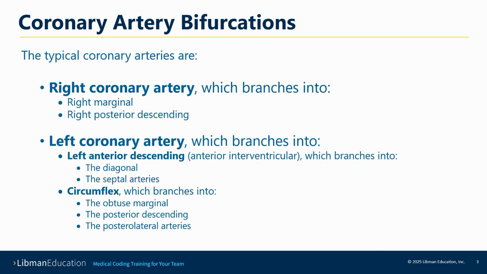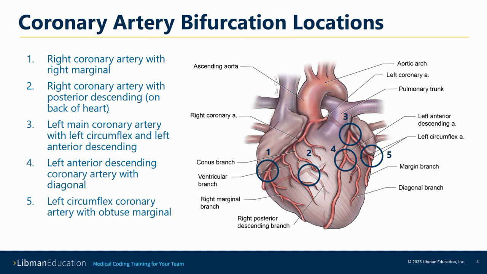An image of this might be even more helpful. I've numbered the major bifurcations on this drawing of the anterior side of the heart. This is one of the images included in the Vascular Roadmap flashcards from Libman Education. The right coronary artery branches off into two branches, the right marginal and the right posterior descending. Number 1 shows the branching to the right marginal, and number 2 shows the branching to the right posterior descending, which takes place behind the heart.